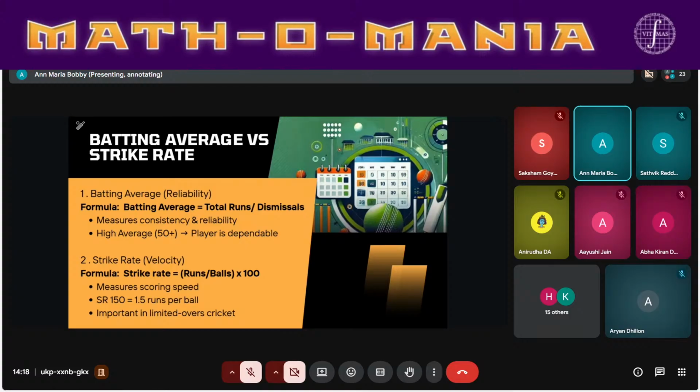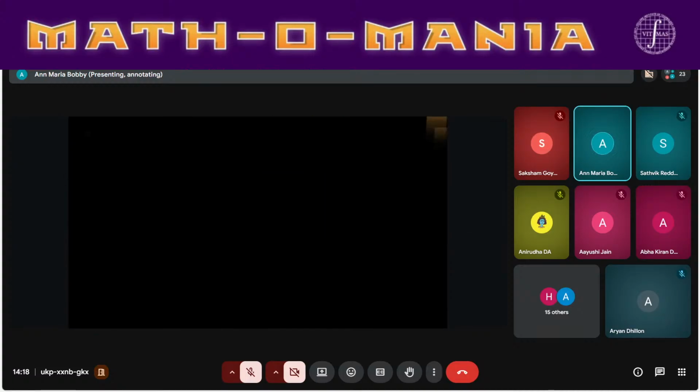So a good cricket team basically needs both players who are reliable and at the same time who score quickly. That is, who are both dependable, who have a good batting average and a good strike rate. These players we can see in the next coming slides. Those players are called allrounders. So, moving on to the next slide.